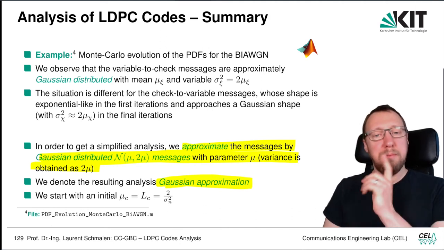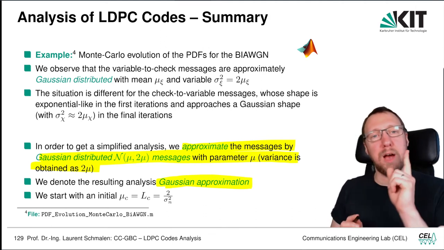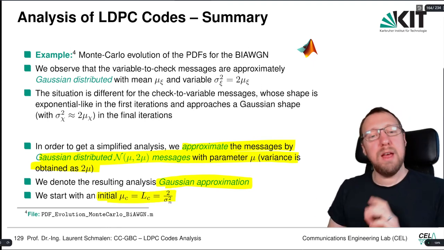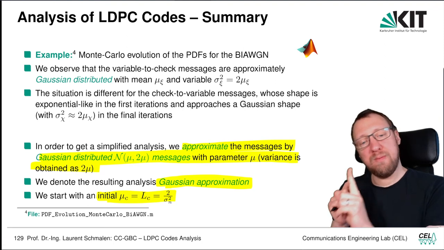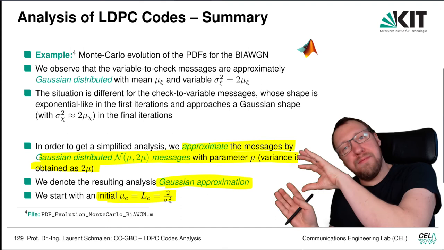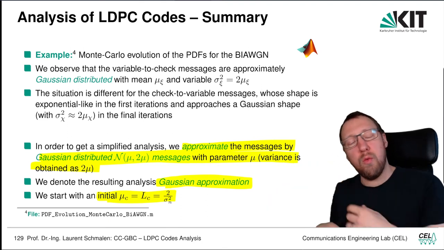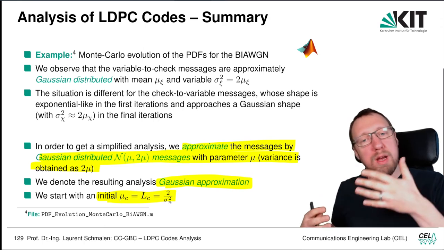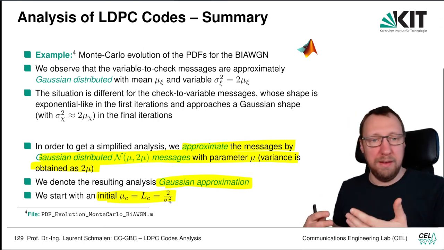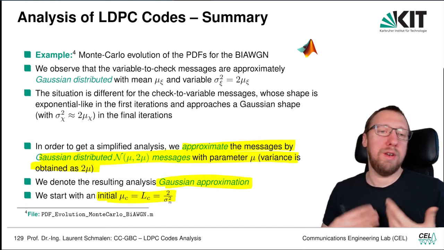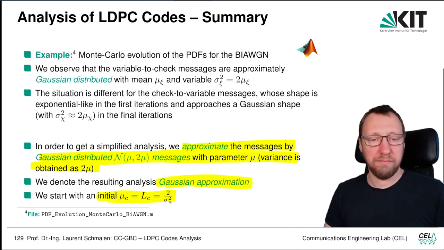So initially, the mean of the messages that come from the channel is mu c. Initially, we have mu c. Then we come from the channel. And then we send this to the check nodes. We get also the first mu c is equal to mu c. And then we continue with these messages.